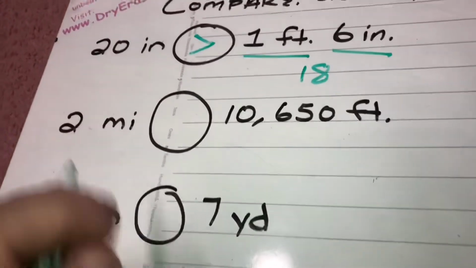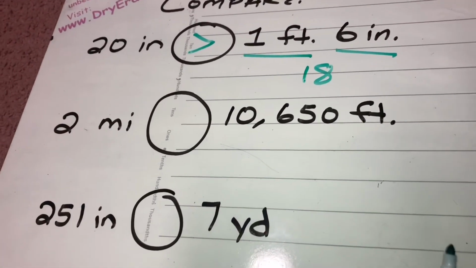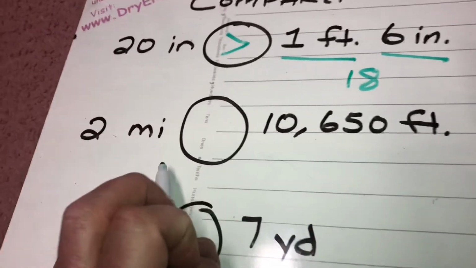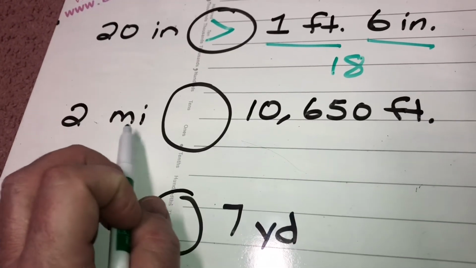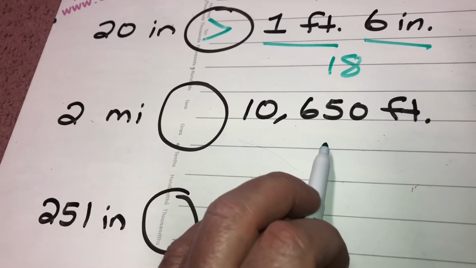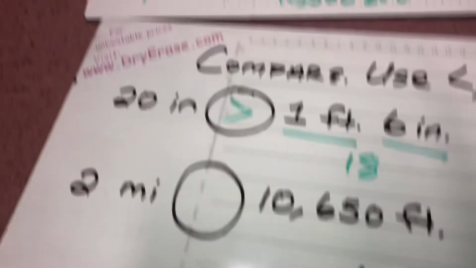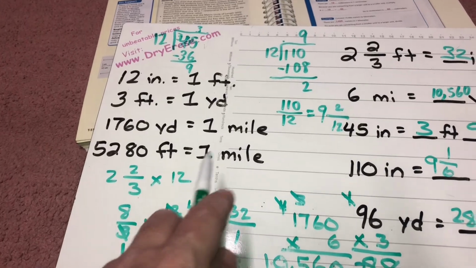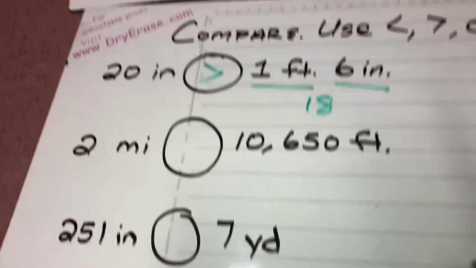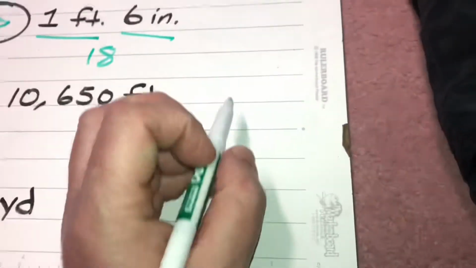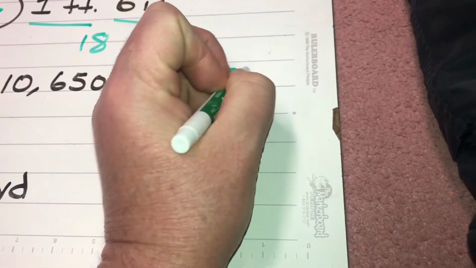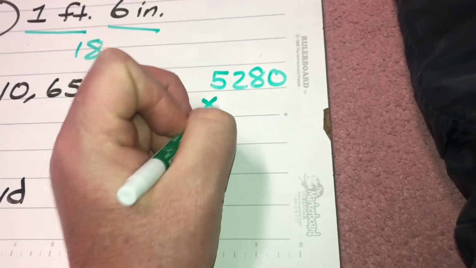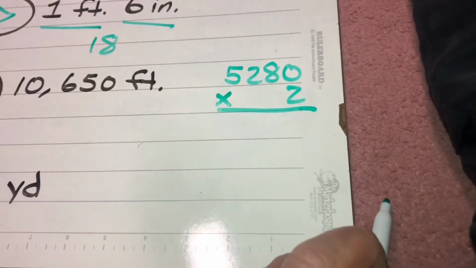2 miles equals 10,650 feet. Well, to multiply, it's going to be easier to turn miles into feet. So I'm going to multiply. Well, I'm going to multiply by what? Well, my measurement tells me that 5,280 feet is equal to 1 mile. But I have 2 miles. So I'm going to come over here, and I'm going to do 5,280 times 2, because I have 2 miles.